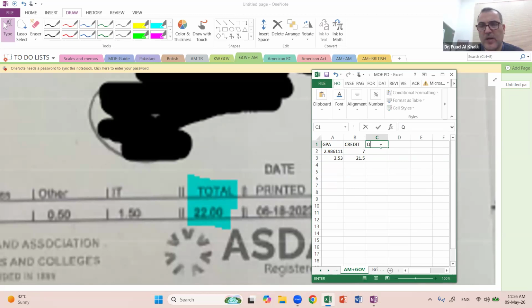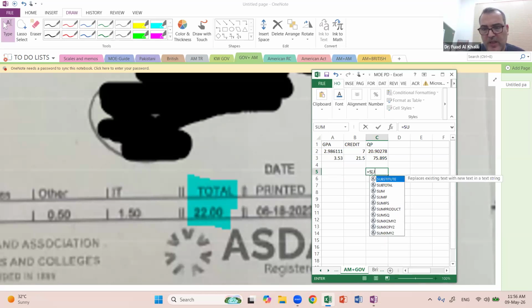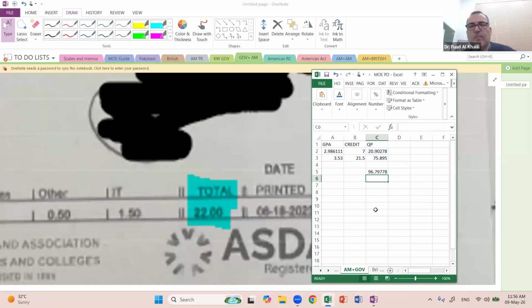Then we start the process of combining the quality points. First of all, we calculate the quality point from the government school. Then we calculate the quality point from the other school, which is the American school, and this is the total quality point. Then I will add the quality points together to combine them in one sum. This is the total quality points from two schools, one government and one American, and the total is 96.79.